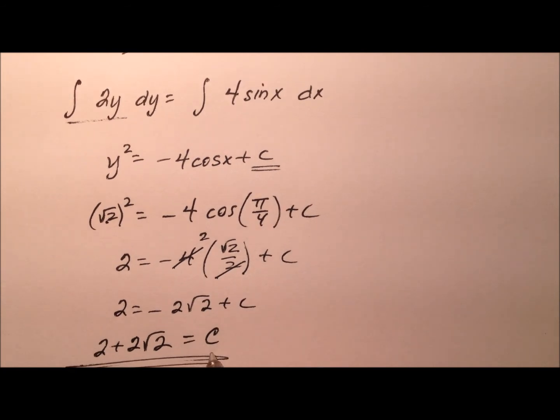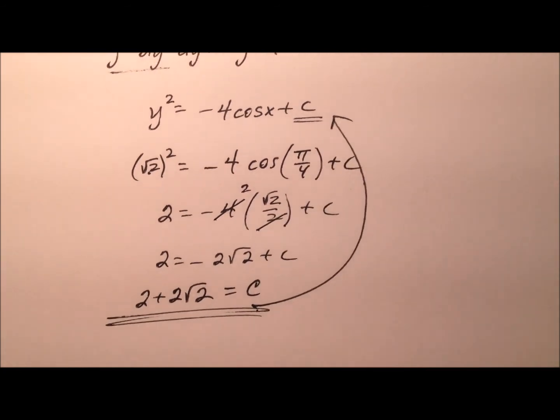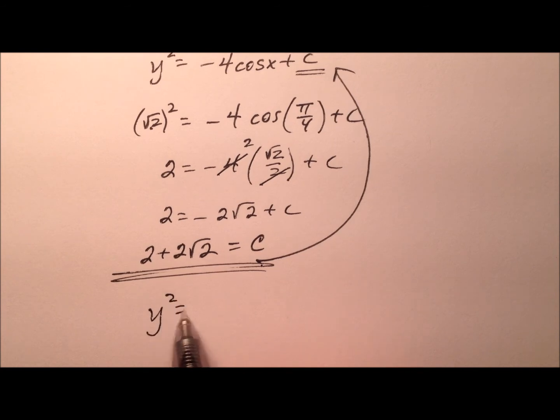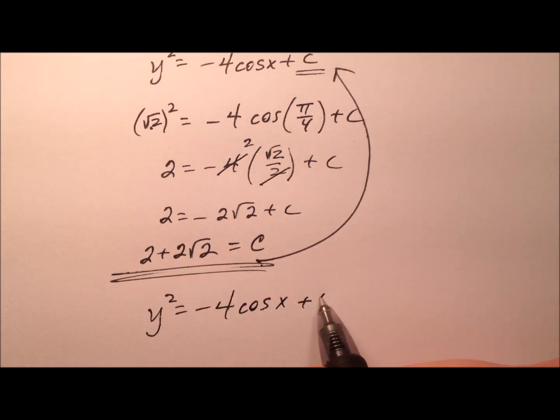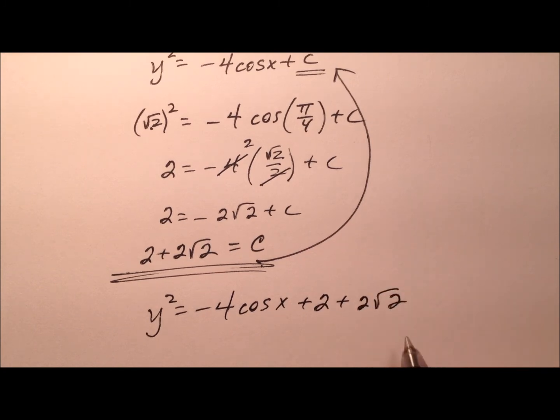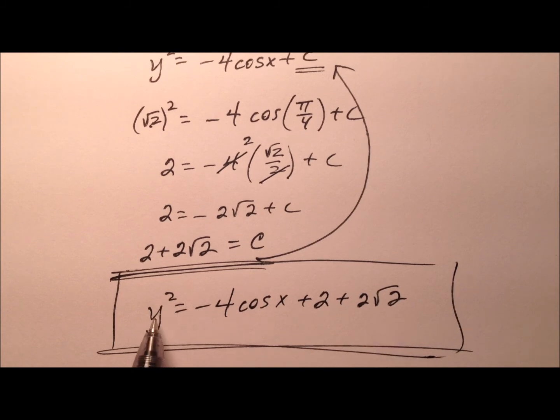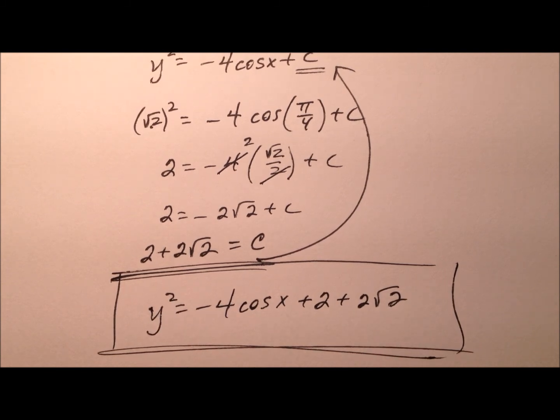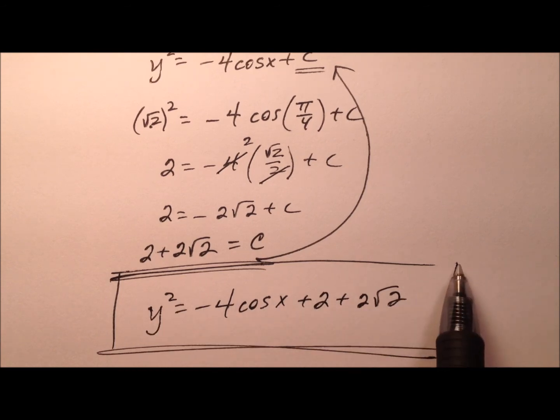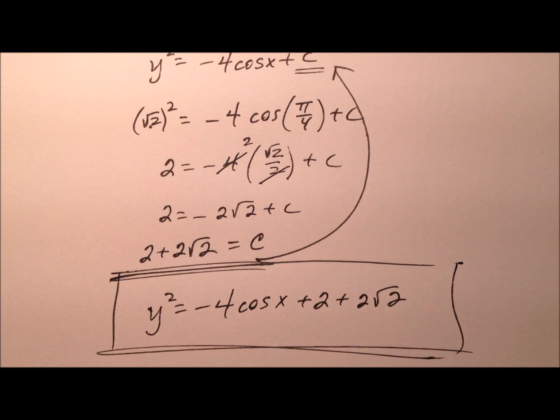So let's go ahead and plug that back in. So we have y squared equals negative 4 cosine of x plus 2 plus 2 times the square root of 2. And we have a y squared here. We could take the square root of both sides to get the y all by itself and put it in an explicit form, but you have to take into consideration the plus and the minus. So unless you need to have this written in a particular form, having the y squared over here equaling this expression looks good.